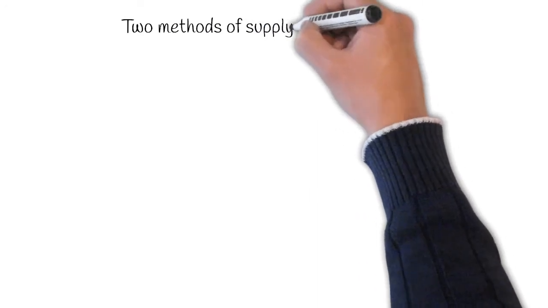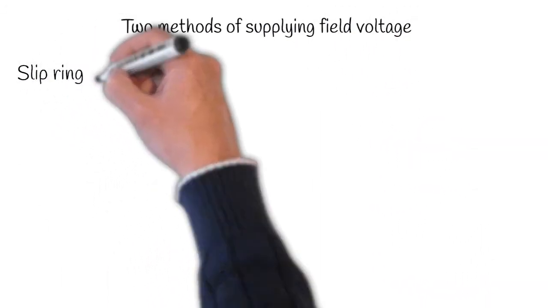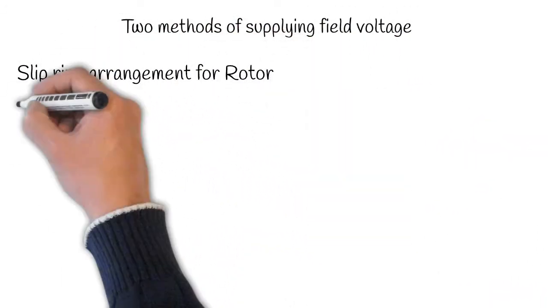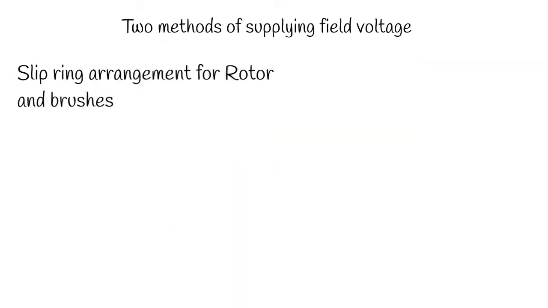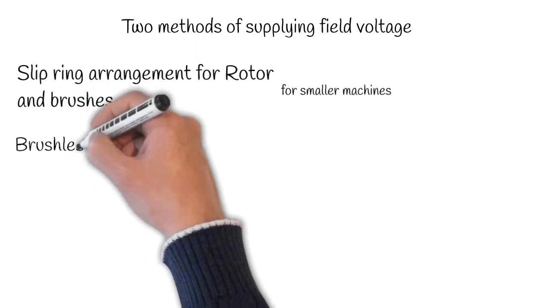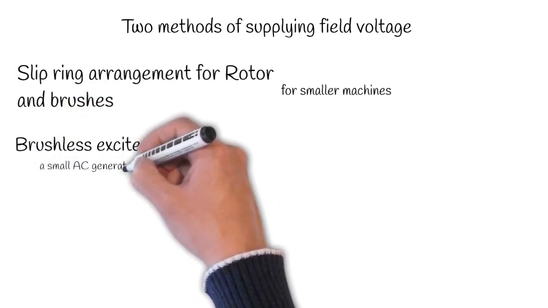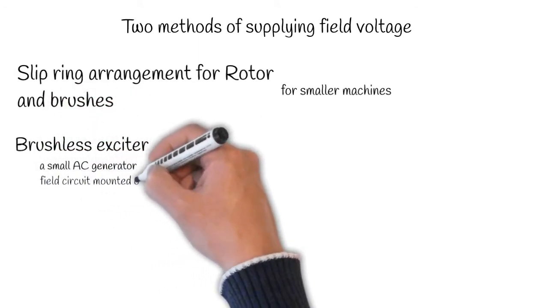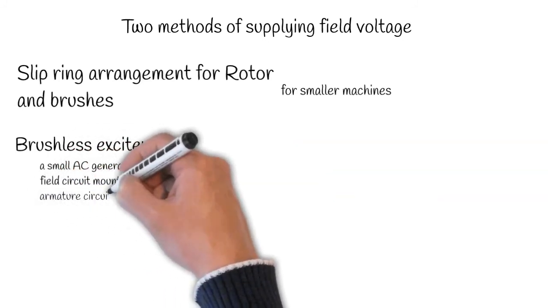Now there are two methods of supplying the field voltage to the rotor. One method will involve the slip ring arrangement and the brush that we have already discussed. As the rotor is rotating, we need to make some arrangement for the rotor windings to not twist. This will be used in smaller machines, while in larger machines, a brushless exciter is used.